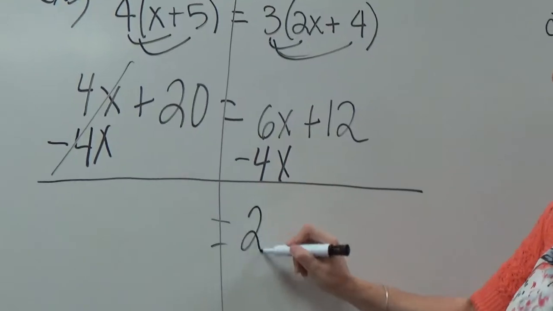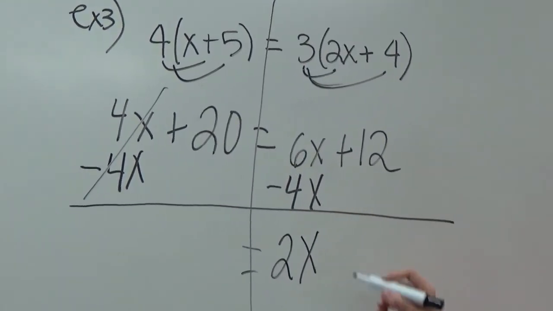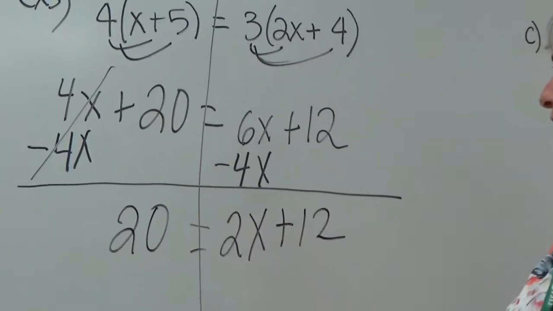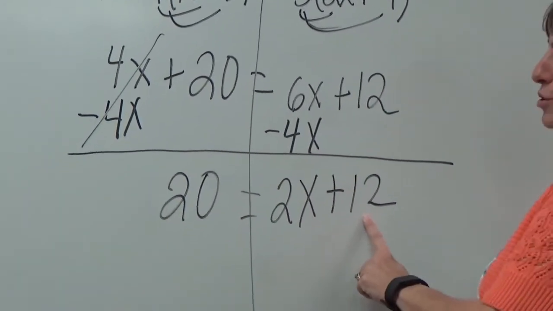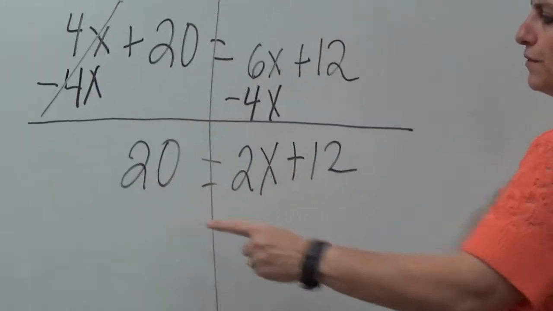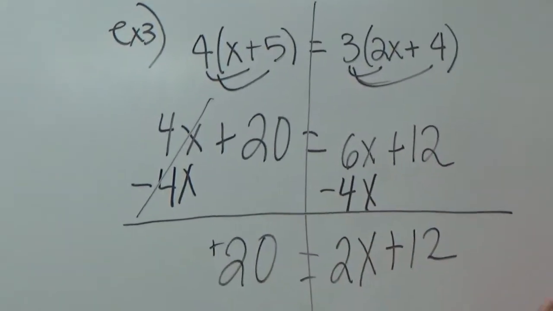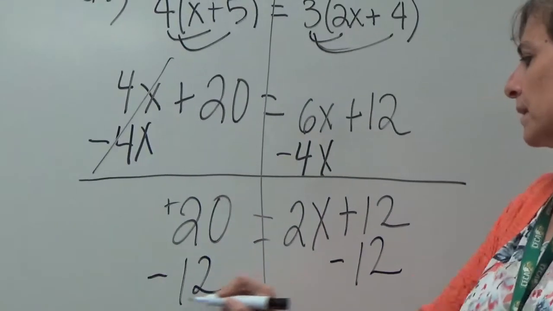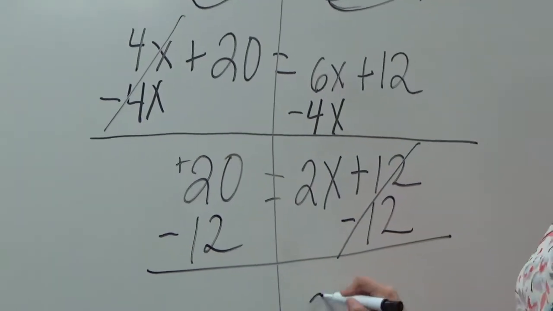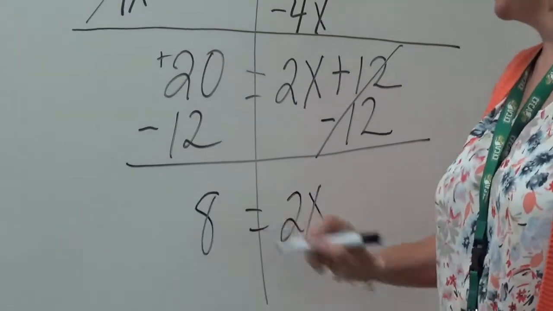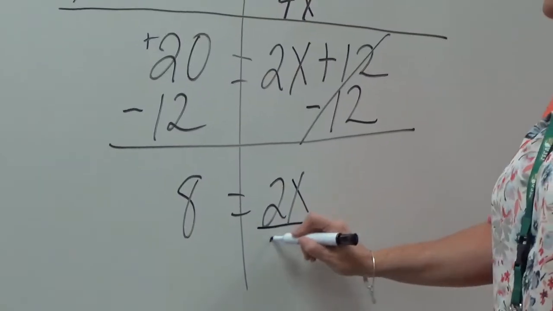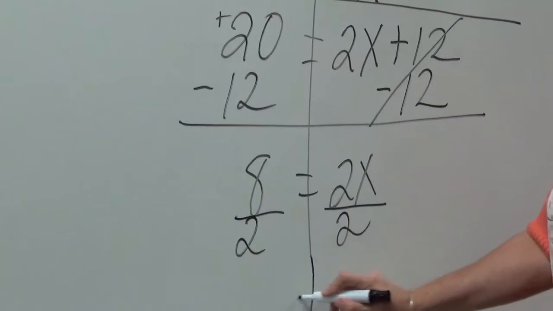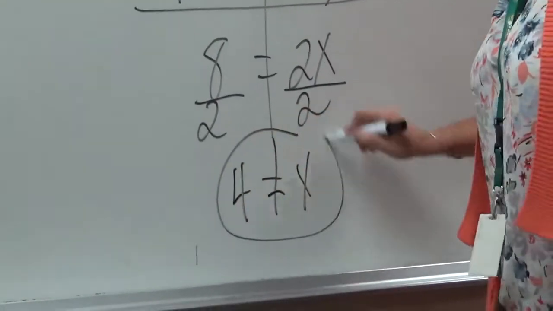6 minus 4 is 2x. It's not just 2, it's 2x. Bring down the 12. And then I have a 20 left over here. Now what do I do? I have to bring the 12 over there. Well, how am I going to get the 12 over there? I know this is a positive 20. This is a positive 12. Let's subtract 12 on both sides because that will make this disappear. So now I have 8 equals 2x. 2 is being multiplied by x, so let's do the opposite, which is division. Divide by 2, and I get x equals 4.